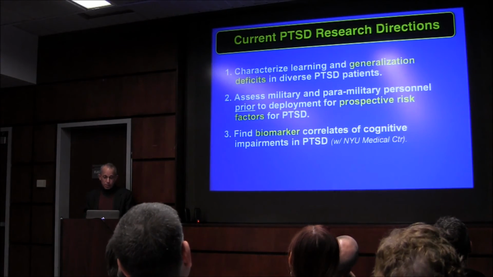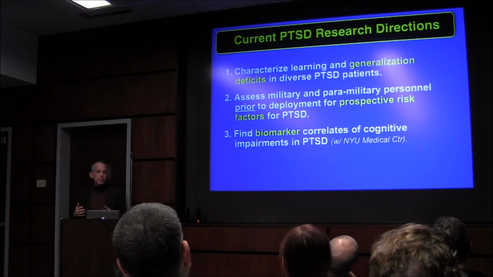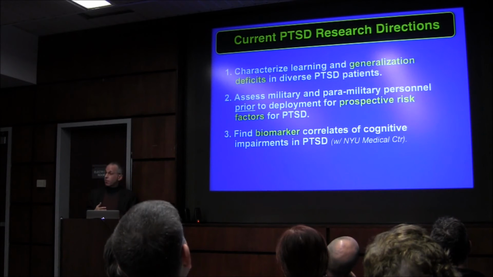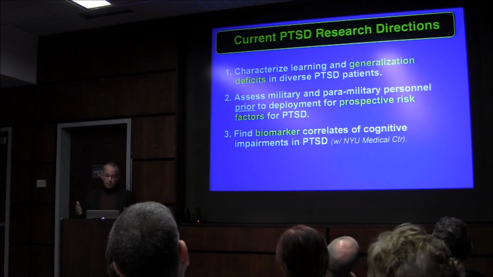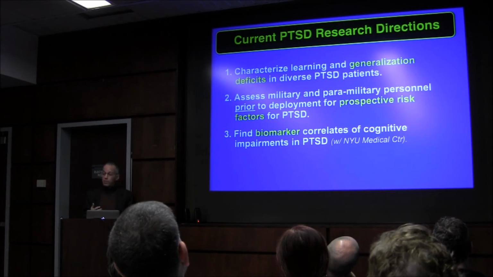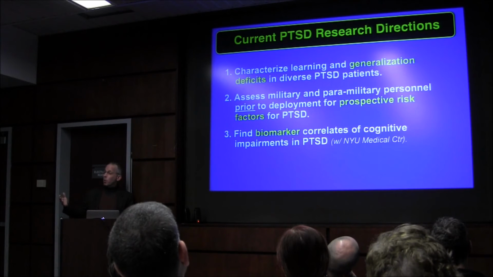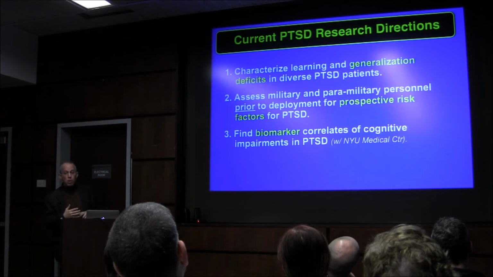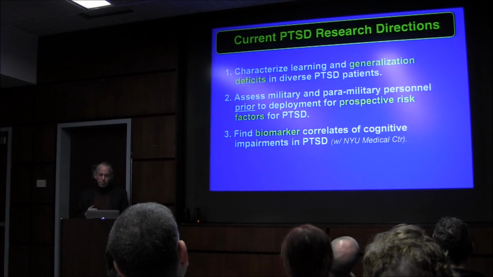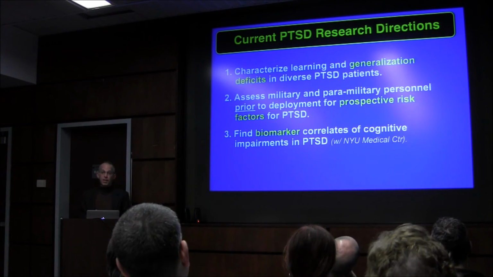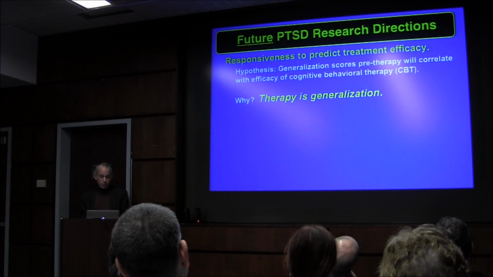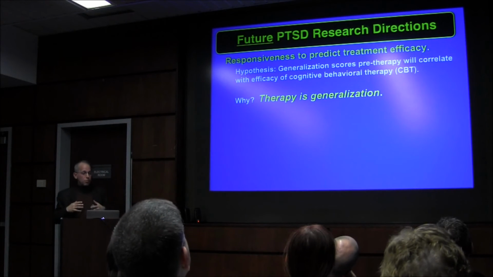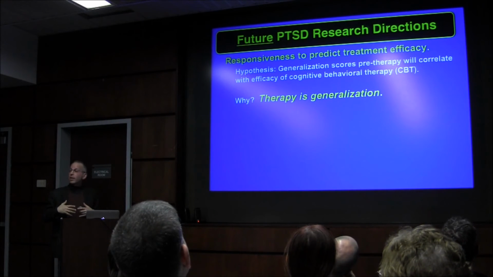So our current PTSD research has three questions. We want to characterize the learning and generalization deficits in diverse PTSD patients. It's a very heterogeneous disorder. We want to assess military and paramilitary personnel prior to deployment for the prospective risk factors for PTSD. And in collaboration with Charlie Marmer at the NYU Medical Center, we're looking at biomarker correlates of some of these cognitive changes in those with PTSD. One of our future directions that we're beginning now is to look at the use of these cognitive tasks to assess and predict treatment efficacy.